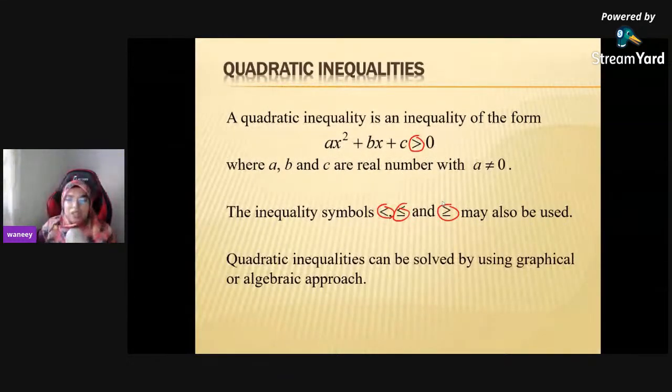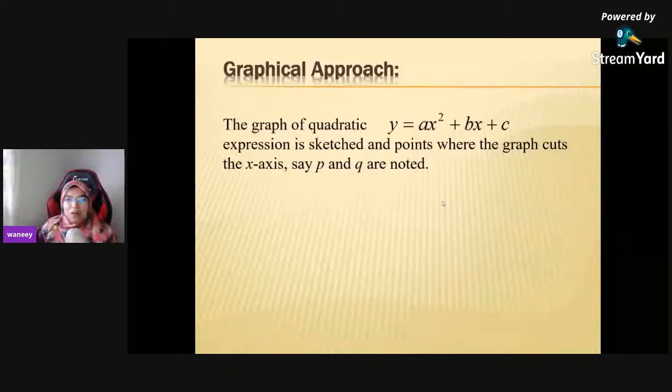Okay, so quadratic inequalities can be solved by using graphical or algebraic approach. Normally for me, I prefer the graphical approach. Okay, so the graph of a quadratic expression is sketched, and the points where the graph cuts the x-axis, say p and q, are found by finding the value of x such that y equals 0. So once we have found those values, then we can note them on our graph.